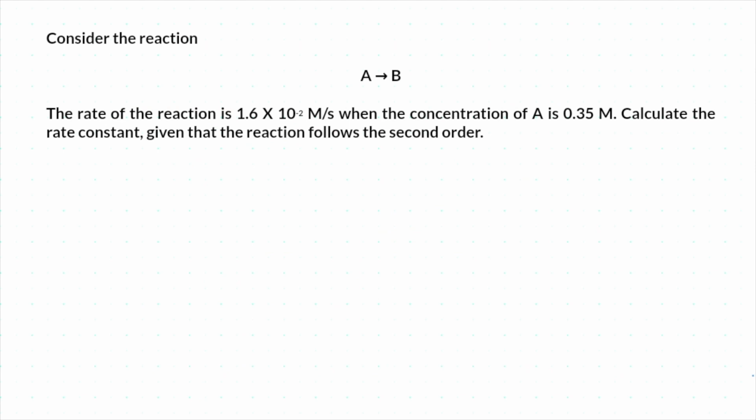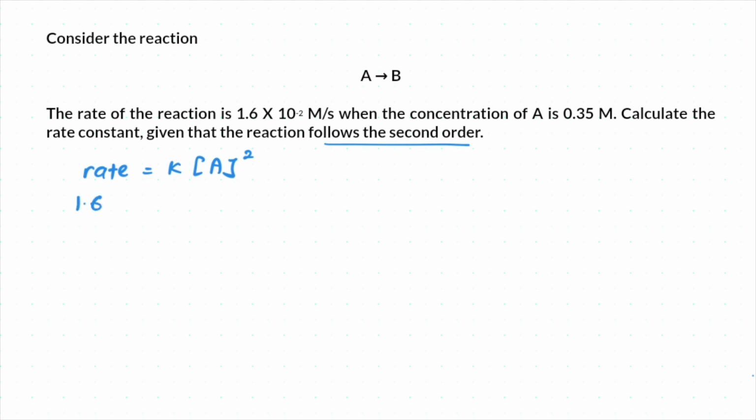Consider the reaction of formation of B from A. The rate of reaction is 1.6 times 10 to the power of -2 molar per second when the concentration of A is 0.35 molar. Calculate the rate constant given that the reaction follows the second order. This is a straightforward question whereby it states here that it follows the second order. So rate is equivalent to k, which is the rate constant, times the concentration of the reactant to the power of 2, because it's a second order reaction.